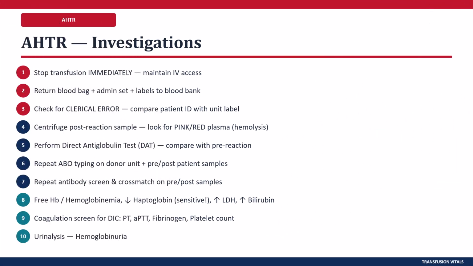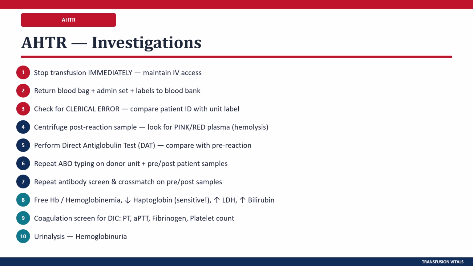As soon as you are suspecting the AHTR, here is your investigation checklist. First, stop the transfusion. Don't remove the IV line. You will need it. Second, send the unit back to the blood bank intact with all labels and the transfusion set. Third step is very crucial, that is the clerical check. Most AHTR are caused by giving the right blood to the wrong patient or the wrong blood to the right patient. A bedside identity check can catch this.